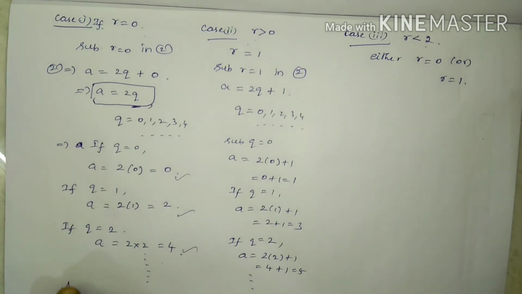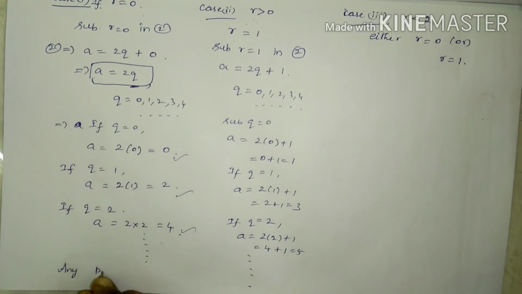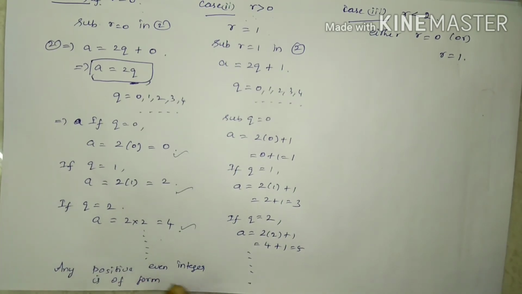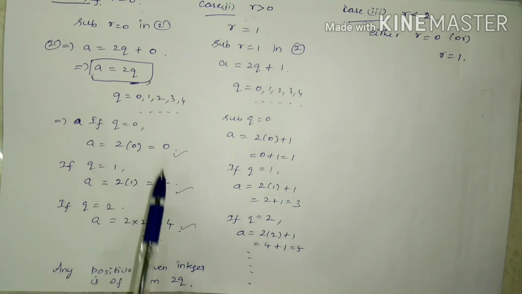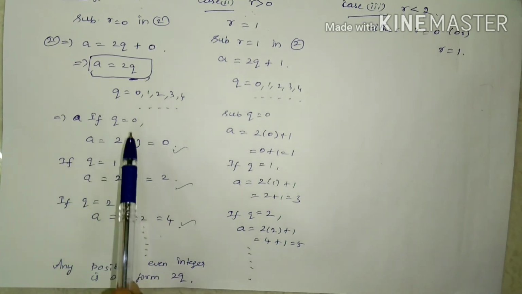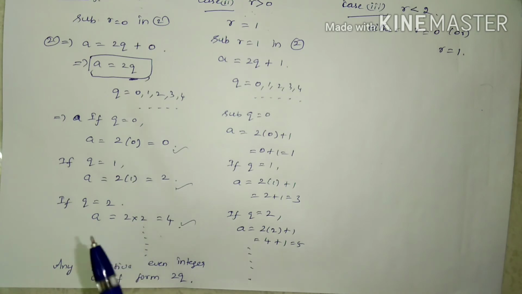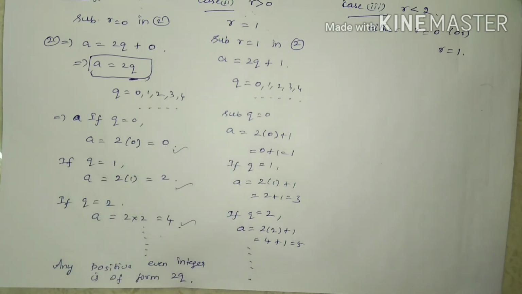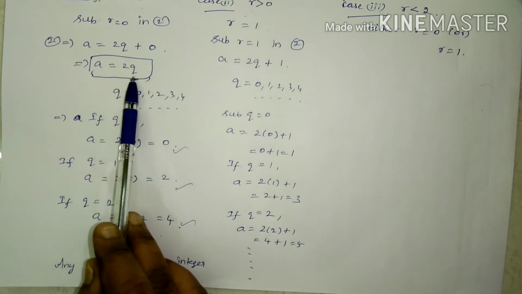So we can conclude that any positive even integer is of the form 2q. Here the a values are 0, 2, 4 and it goes on. If you substitute any values, here we have substituted for 0, 1, 2. If you substitute for 3, 4, 5, 6, 7 also, we get only even numbers. So we can conclude that any positive even number is of the form 2q.